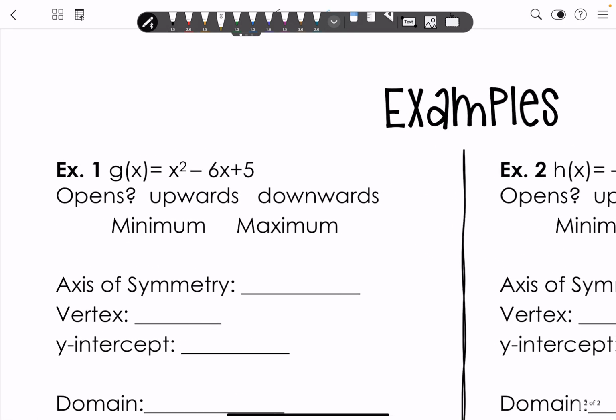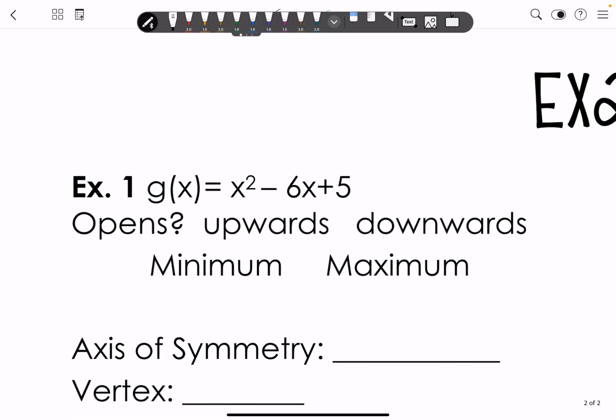First thing I'm going to do, as always, is figure out what my a value is, what my b value is, and what my c value is. My a value in this case is 1. It's not an imaginary one, it's just the coefficient of that x squared. There's 1x squared there. My b value is negative 6. My c value is 5.